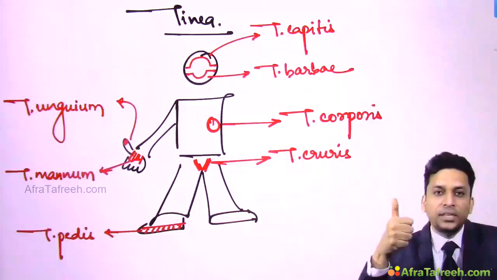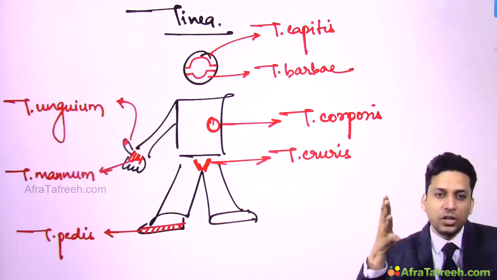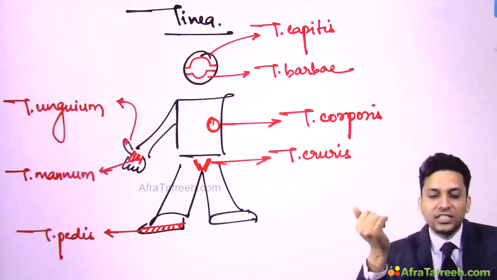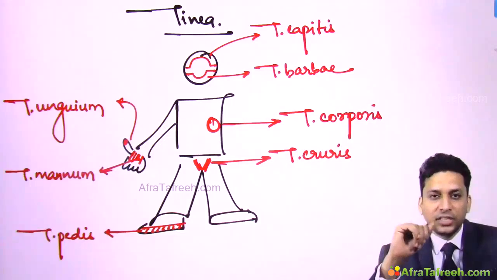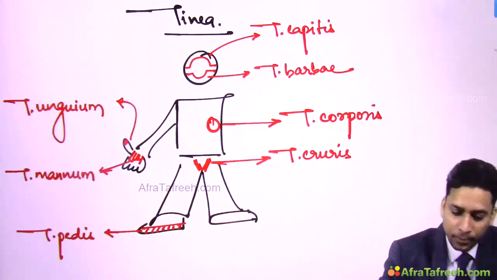If scalp involvement is there, tinea capitis. If beard is involved, tinea barbae. If nails are involved, tinea unguum. If hand is involved, tinea manum. If sole is involved, tinea pedis. If groin is involved, tinea cruris. And if rest of the body is involved, it is tinea corporis.